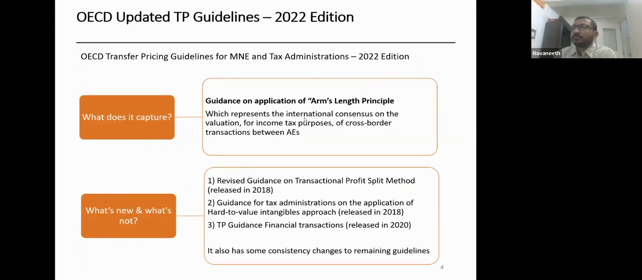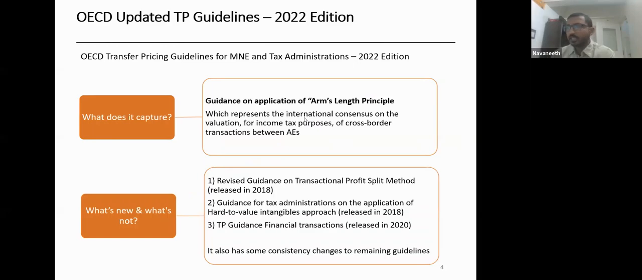Now, the OECD has updated TP guidelines and released it in 2022. Now, what does this capture? What is the change and what does it capture? The TP guideline is a document that provides the methodology, the approach that can be used while determining valuation that two multinationals have to use in case of cross-border transactions from a taxation standpoint.